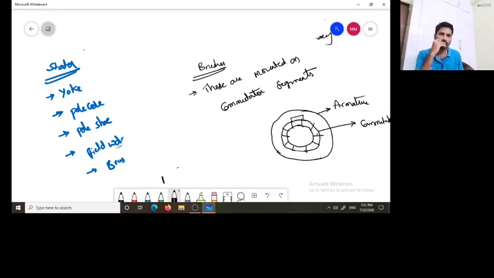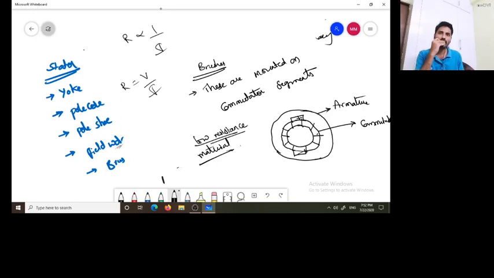Before that we are going to discuss brushes. Brushes are made of a carbon, low resistance material. So in order to collect a huge amount of current, these brushes are made of low resistance material. Why? Because according to Ohm's law, R equals V by I, resistance is inversely proportional to current.